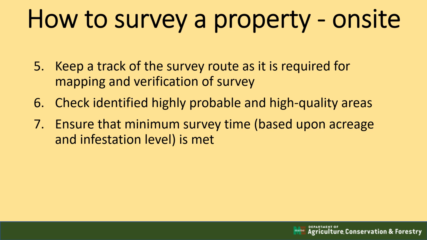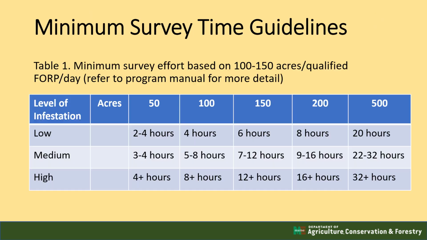Extremely important, number 6. Check all those areas you identified in the office that are highly probable for invasives or are high quality areas on the property. These are areas that, once identified and prior to the field survey, you need to look at every single one of them when you do the field survey. And also you have to ensure that you surveyed the property in a time frame, based upon the acreage and infestation level, that meets the requirements of the Maine Forest Service.